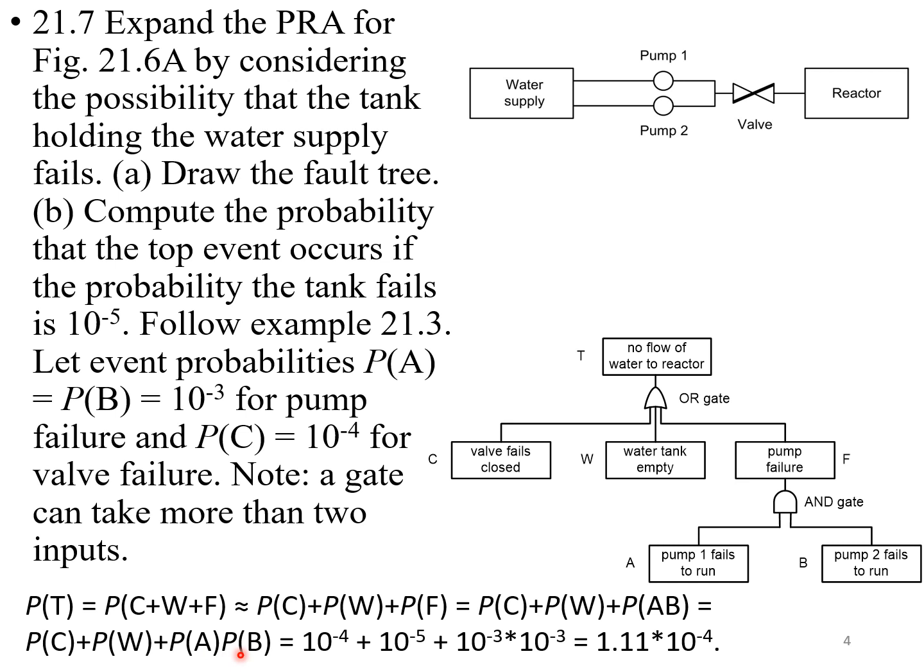From here, we can substitute all those numerical values. PC, that is valve fail, which is 10 to negative 4. PW is 10 to negative 5. And PA and PB, they are both 10 to negative 3. Then we get the result, 1.11 times 10 to negative 4. This will conclude this problem.